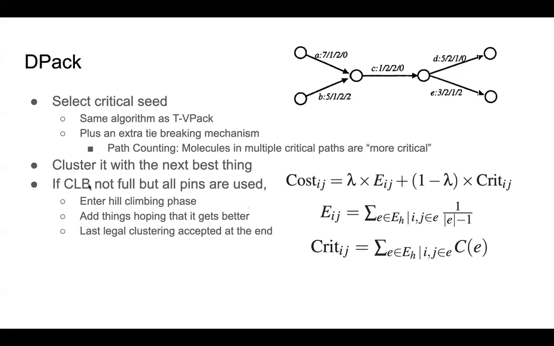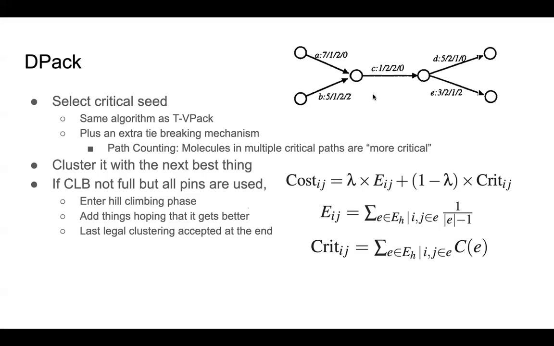If the CLB is not full, but all the pins are used, so you have a CLB that can fit eight lookup tables and you used four lookup tables, but all the output and input pins of your CLB are used, it enters a hill climbing phase. So it just adds things, hoping that it gets better, right? So you might have four pins used, and then you add something to it, so you have an atom that's actually driving two of the input pins of your CLB.